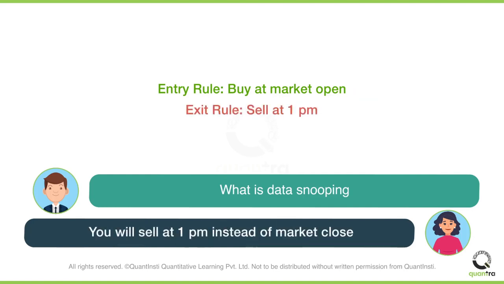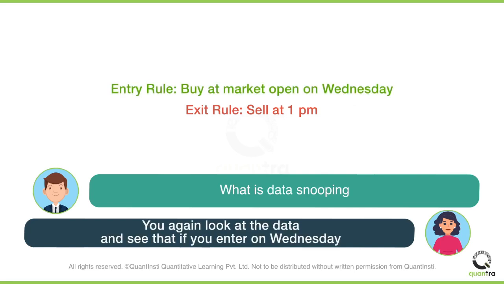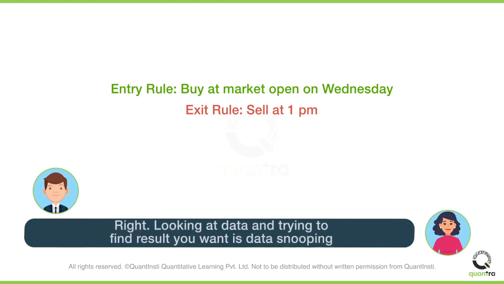When you backtest the strategy with these rules, you are again disappointed at the performance. Now you look at the data, and see that if you enter only on Wednesday, and exit at 1 p.m., it will give good results. But this can be a coincidence or a fluke. Looking at the data and trying to find the favorable results is data snooping.